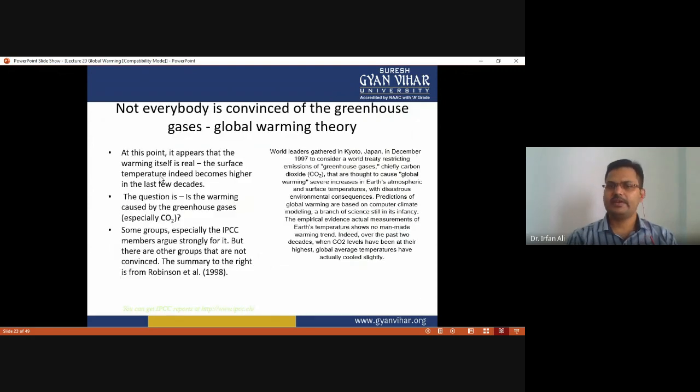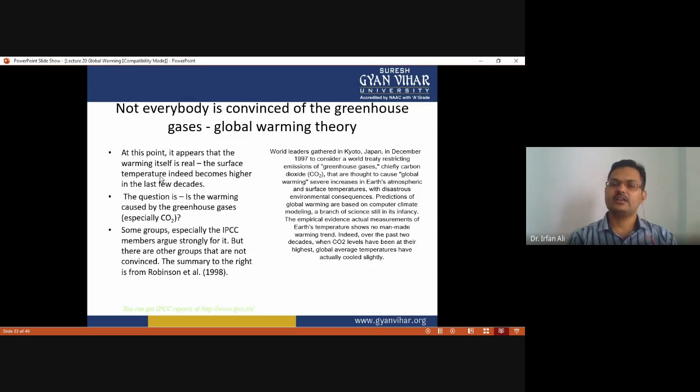And not everybody is convinced that greenhouse gases are responsible for global warming, so there is some controversy as well. At this point, it appears that the warming itself is real, and the surface temperature has indeed become higher in the last 2 decades. The question is whether the warming is caused by greenhouse gases, especially carbon dioxide. Some groups, especially IPCC members, argue strongly for it, but there are other groups that are not convinced.